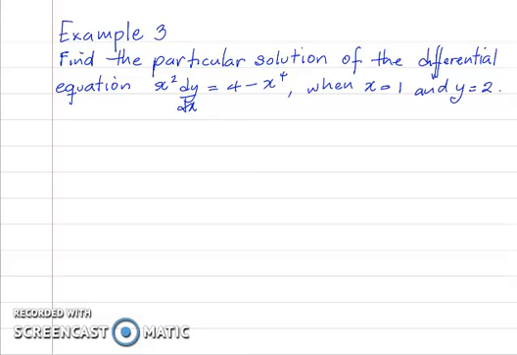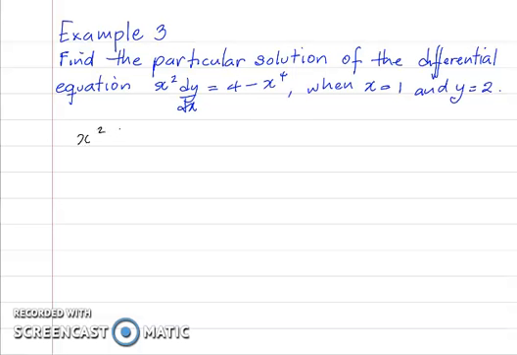Example 3 says, find the particular solution of the differential equation x squared dy by dx is equal to 4 minus x to the 4th power when x is equal to 1 and y is equal to 2. Now, x is equal to 1 and y is equal to 2 is what we call your boundary conditions. When the boundary conditions are applied, that will assist you to determine the value of c. Once you know the value of c, your solution will now be called a particular solution. So let's get to it.